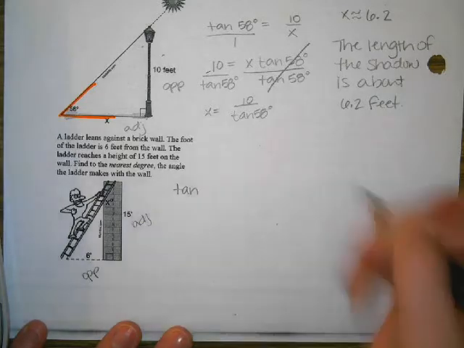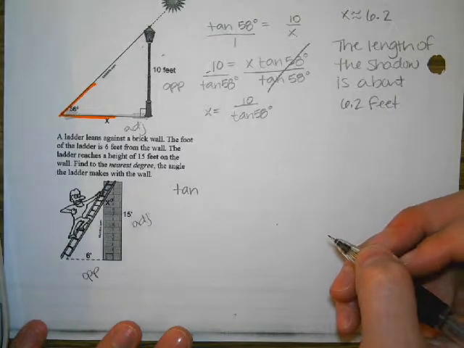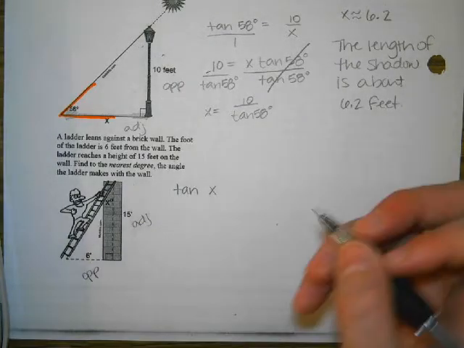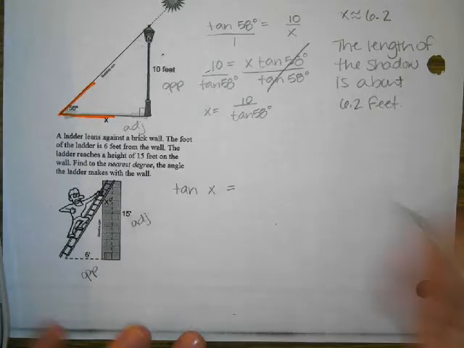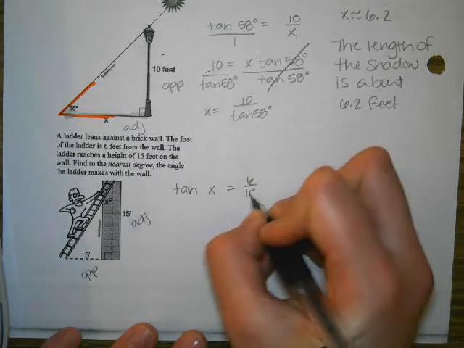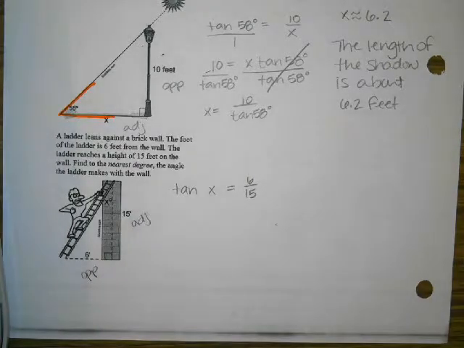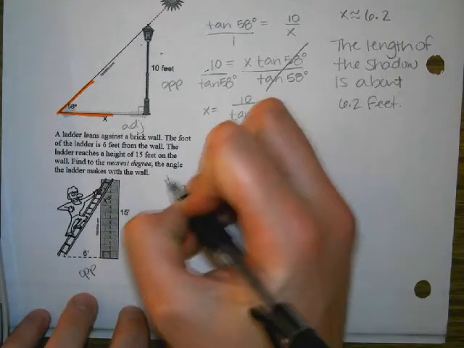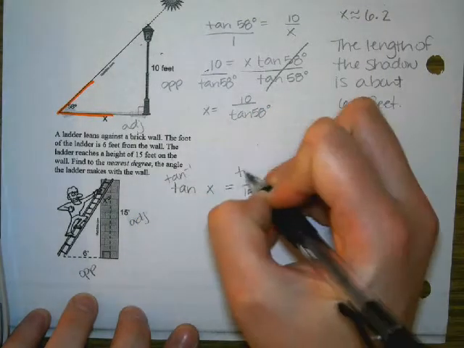10. X or theta, you can use theta if you want, equals 6 divided by 15. You can do 2 over 5. And then what do we do to solve for x? Inverse. Tan inverse, good.